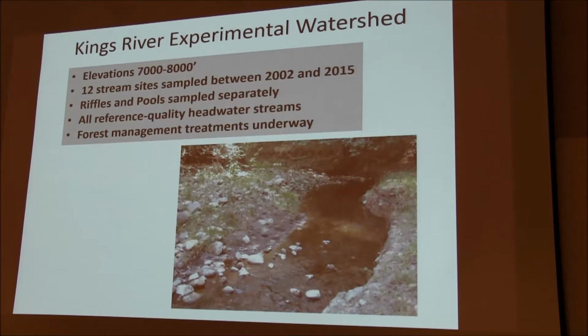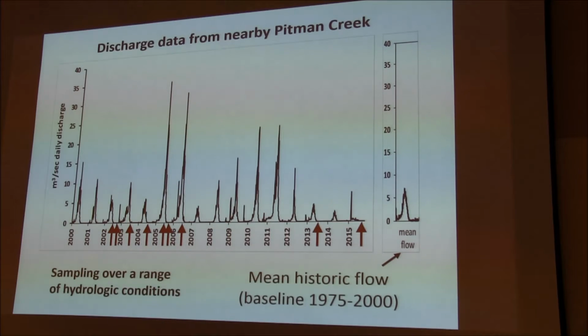We looked at 12 sample sites, 12 stream sites between 2002 and 2015. These are at mid-elevations. We sampled riffles and pools separately. These again are all reference quality headwater streams, and towards the end of this period, and currently, there are some of these forest practices that are beginning to be initiated in experimental studies of how it affects the overall watersheds of these stream systems. Larry Brown reported some of that yesterday.